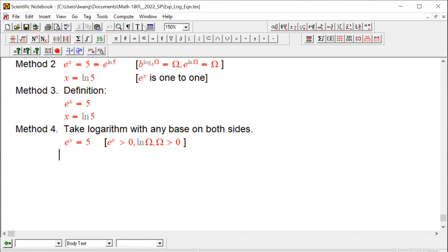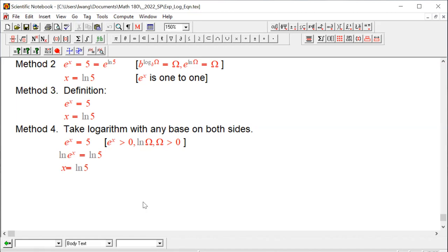Okay, so we can take the natural logarithm on both sides. The left-hand side, of course, is x times ln e. ln e equals 1, and 1 times x is x. Therefore, x equals ln 5. That's it. So the answer is ln 5.